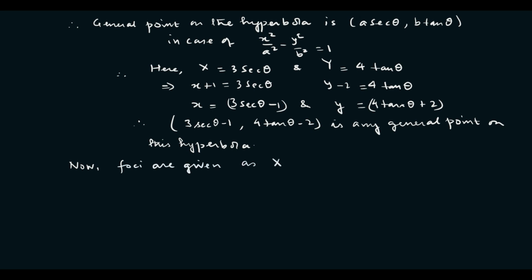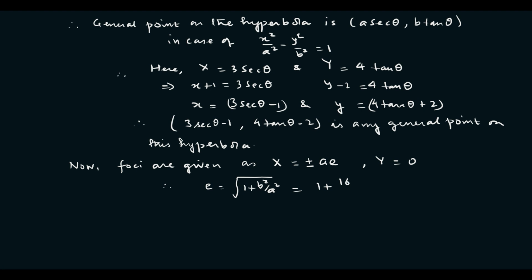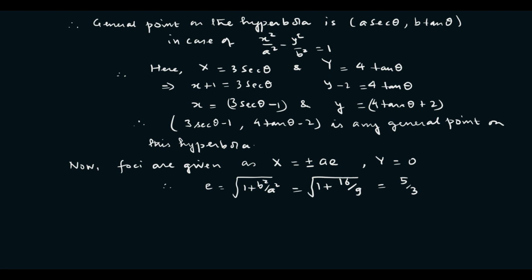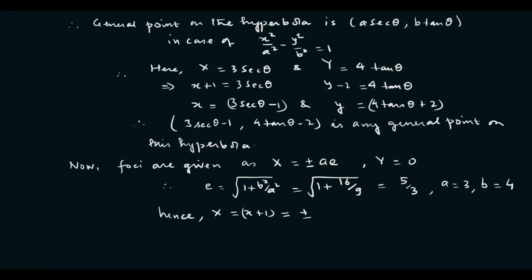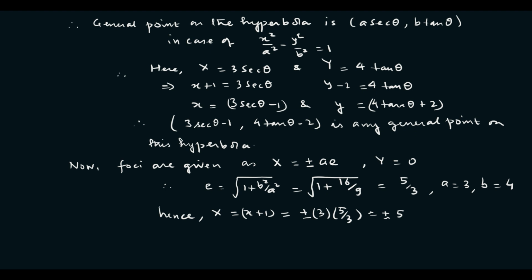The foci are given as capital X equal to plus minus AE, capital Y equal to 0. Once again we have all these values, so we write e, which we need to find. So e is square root of 1 plus b square by a square, that comes out as square root of 1 plus 16 by 9, that comes out as 5 by 3. Putting it in the expressions here, and a we know is 3, b is 4. Hence capital X, which is x plus 1, is equal to plus minus 3 into 5 by 3, and that gets you plus minus 5.